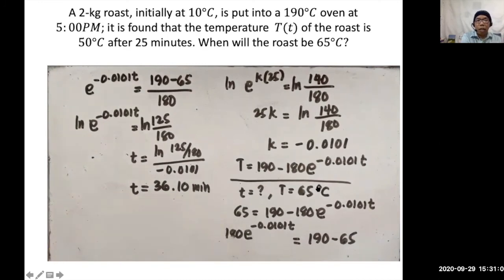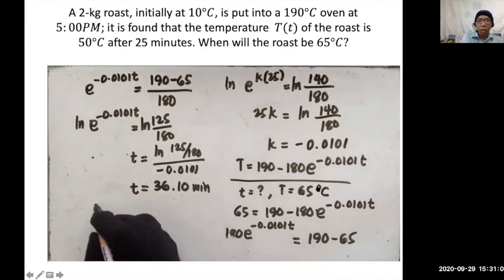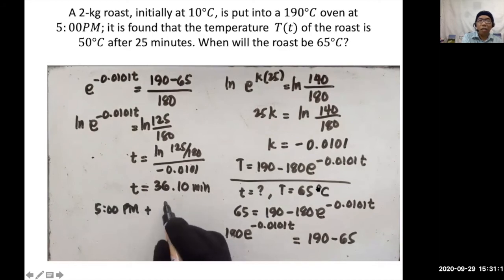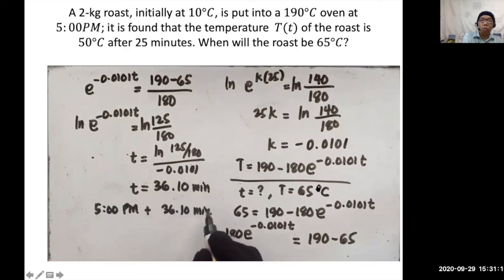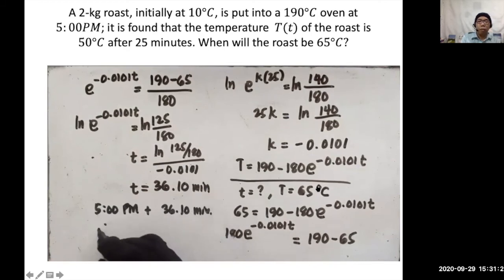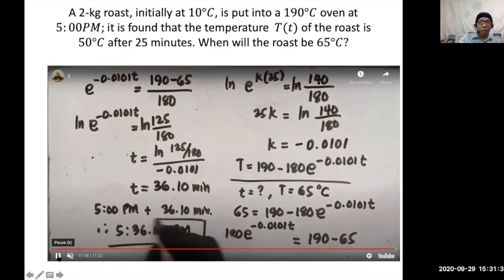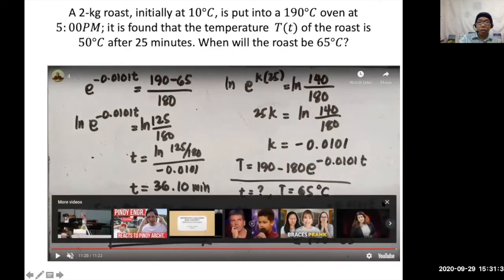Now, di ba nagsimula tayo ng 5 p.m. So, anong oras magiging 65 degrees Celsius? So, 5 p.m. plus 36. Yan. Ganun lang. So, at 5:36.1 p.m. the roast will be 65 degrees Celsius. Okay? Any question? This is our final answer.